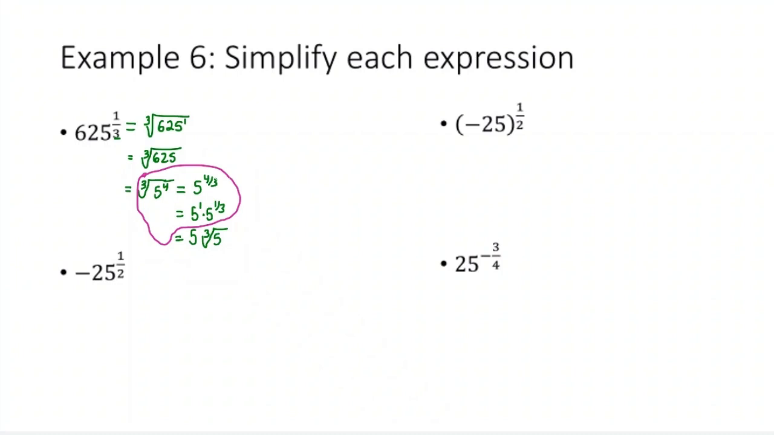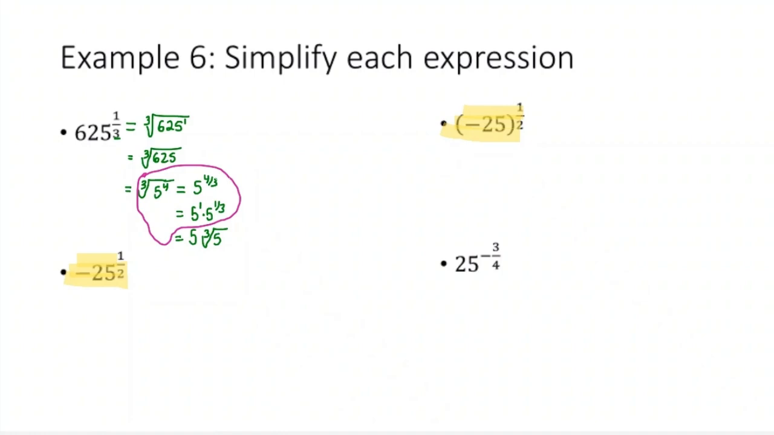Now we're going to take a look at two examples at once. Notice how we have negative 25 to the 1/2 and the quantity negative 25 to the 1/2. Both expressions look very similar. The difference is the parentheses, and the parentheses are very important for how we set things up and evaluate.